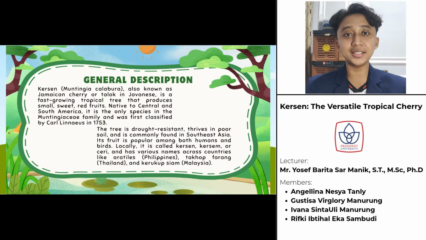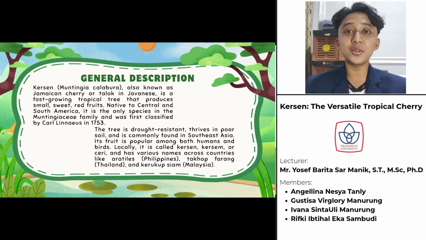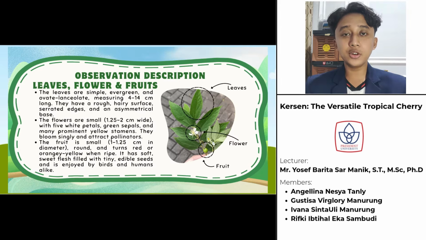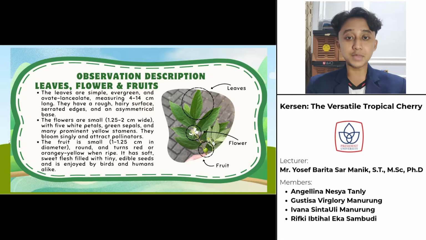It might not seem like much at first glance, but this little tree actually has some really nice features. Originally from Central and South America, kersen has now spread across Southeast Asia. It grows fast, doesn't need rich soil, and can survive in dry places, which is why you will often see it along roadsides or in yards. The fruit is small, red or orange-yellow when ripe, and has a sweet taste. The birds love it, and yes, people eat it too.